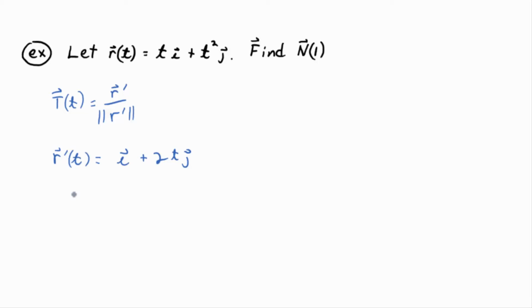So let's do that. So r prime of 1 is going to be, it doesn't save us that much work here, but it looks a little bit better. Plug in a 1 for t there, you get i plus 2j. Does everybody believe that? Okay, and then what would T of 1 be then?